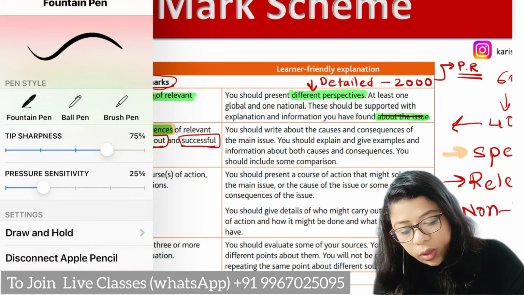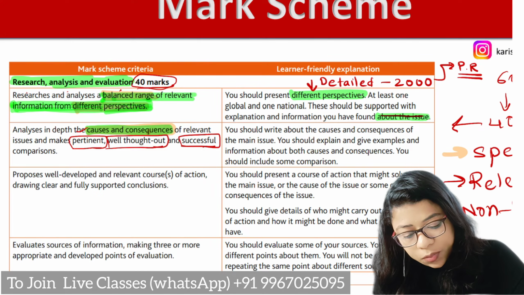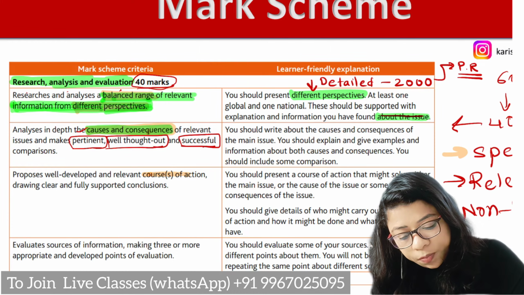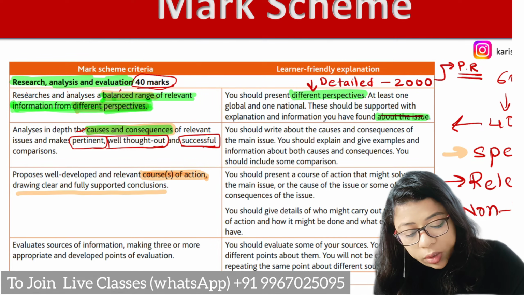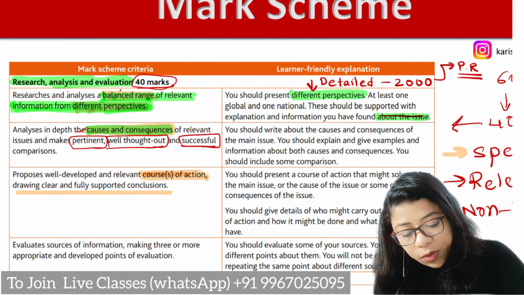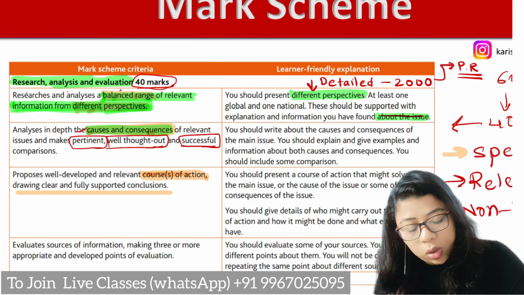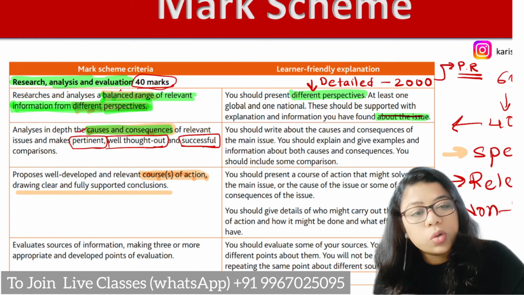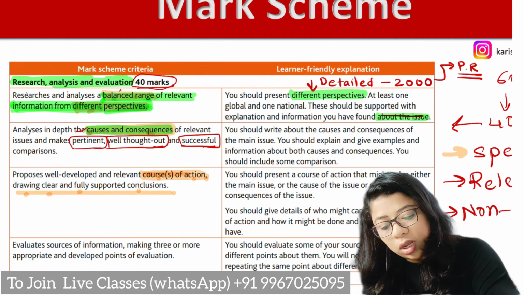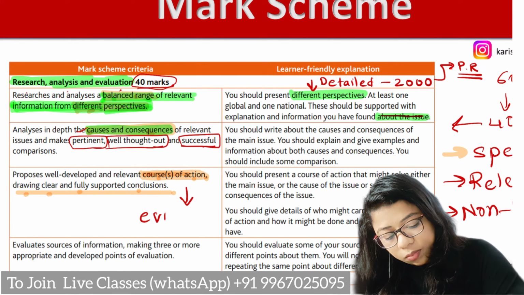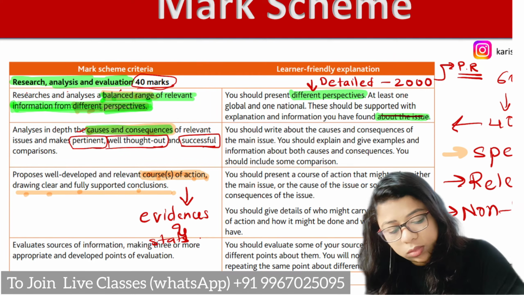Now, what is the keyword over here? Course of action. So first, what did you do? First, you gave different perspective. Then you wrote causes and consequences. Then you gave all the courses of action, drawing clear and fully supported conclusion. So first you gave different perspective. Then you talked about causes and consequences. Then you talked about course of action with clear and fully supported conclusion. That is your evidences and stats. Okay.